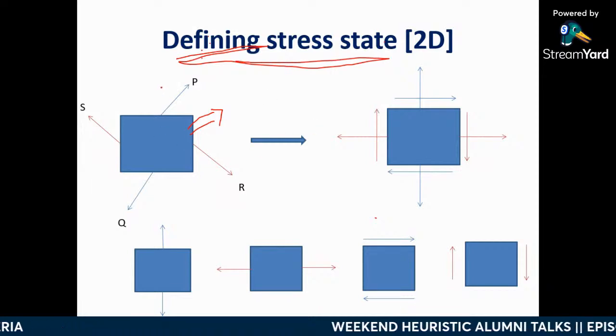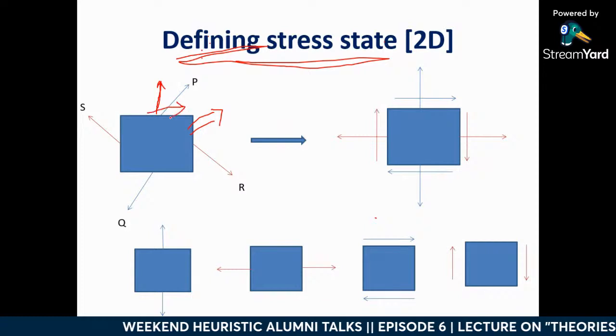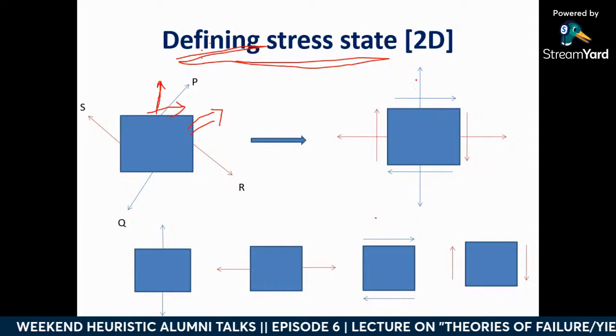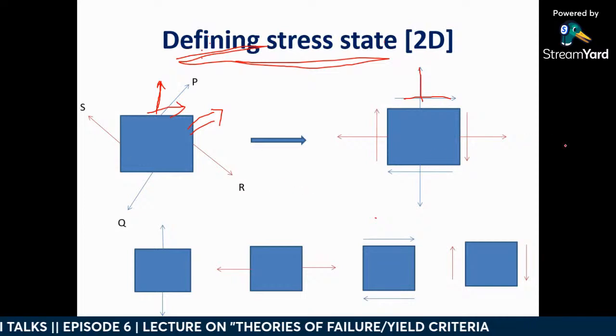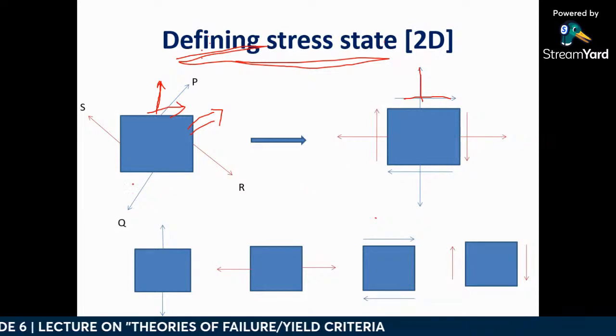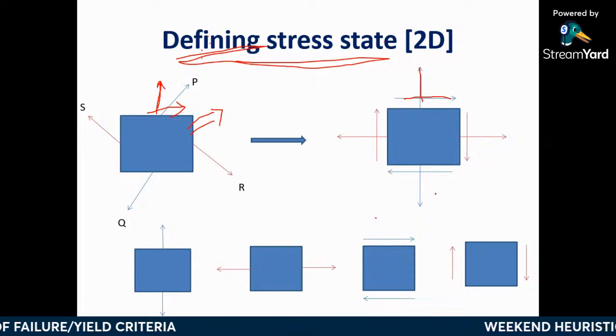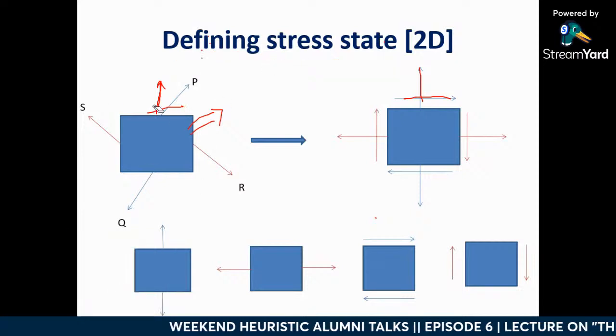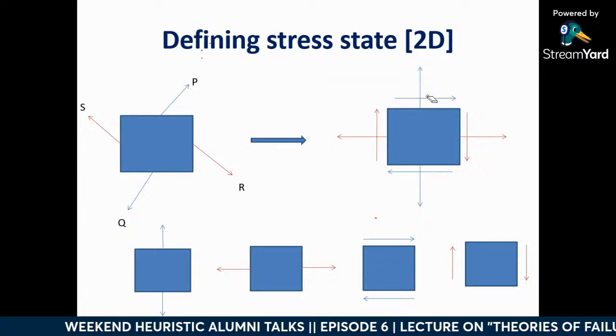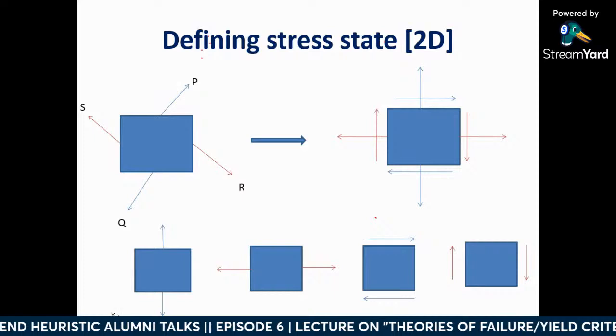First we will resolve this P and Q. How many components will you get? I'll get two components, one normal stress and one shear stress. Similarly, you can resolve R and S also. Here also you will get corresponding stress components. The next question is how to represent them. You need to give the naming for this. How will you give it?